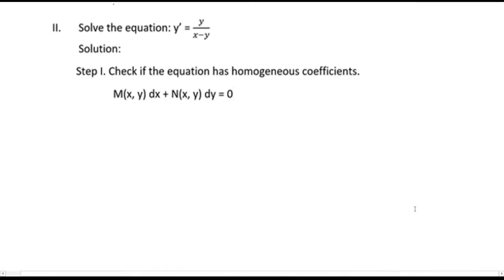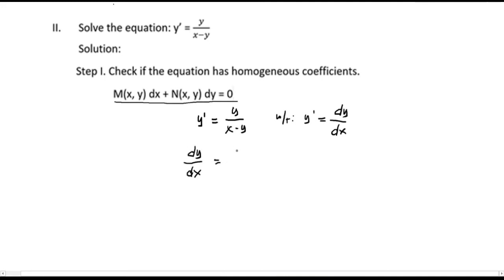We're now going to solve the given differential equation. For our solution, step 1, check if the equation has homogeneous coefficients. That means we are going to write the equation into this standard form. Our equation is y prime is equal to y over x minus y, where y prime is equivalent to dy over dx. We are going to substitute now the value of y prime, that is dy over dx, and that is equal to y over x minus y.